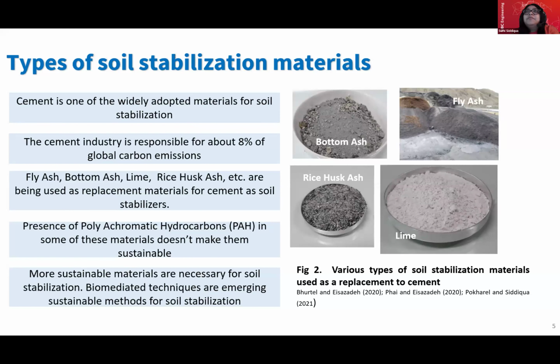So there are people who are working on different kinds of industrial byproducts like bottom ash, fly ash from different sources, rice husk ash, and then lime to stabilize the soils. But these are not all very sustainable approaches, because some of these materials produce PAHs, the polycyclic aromatic hydrocarbons, which makes it not a very sustainable approach. So what are our options? The option is to go to nature and find a nature-based solution, and that's why the bio-based approach is becoming more popular for the geoenvironmental field.